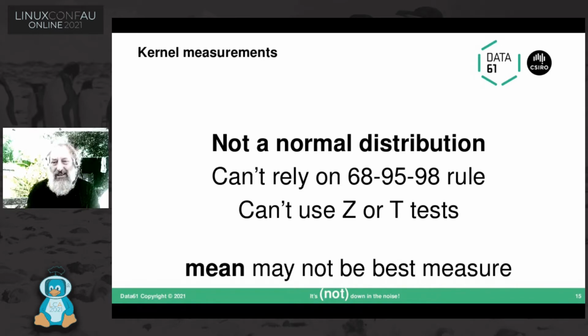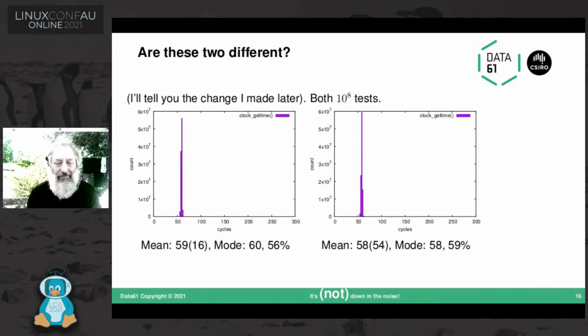So what I'm going to do is change something. I'm going to make a small change in the kernel that I expect will lead to a change in the time that this operation takes. We've got 10 to the 8th tests here. On the left-hand side, it's the one we just saw with a mean of 59 and a mode of 60. On the right hand, we've got a mean of 58 and a mode of 58.